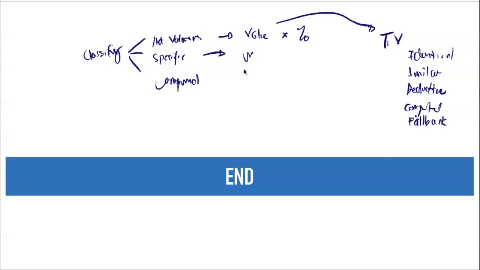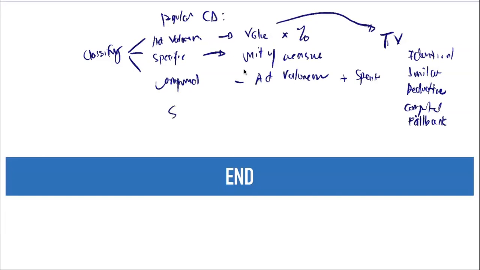Specific, it is based on a unit of measure. Compound, ad valorem plus specific. Okay? So this is to compute for your regular custom duty. And then we can compute for your specific custom duty. So what are the different specific custom duties again? First, we have your anti-dumping duty. Next, we have your countervailing. Next, we have your marking duty. And then lastly, we have your discriminating duty.